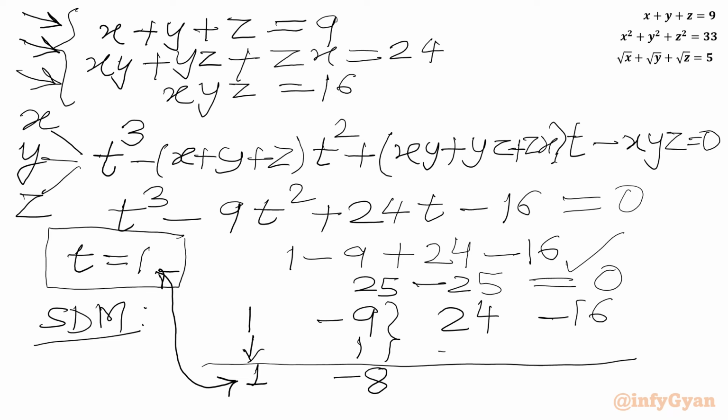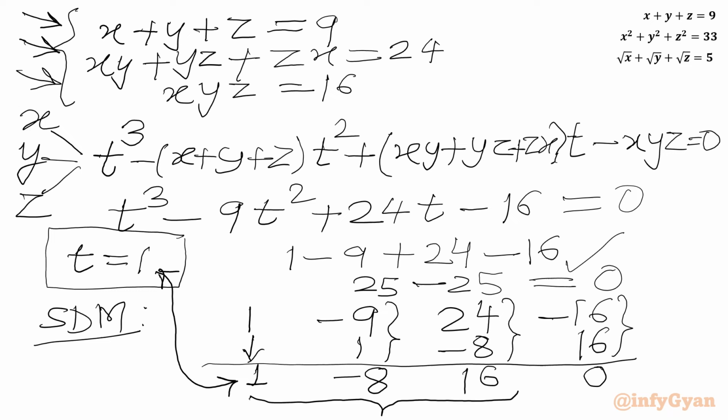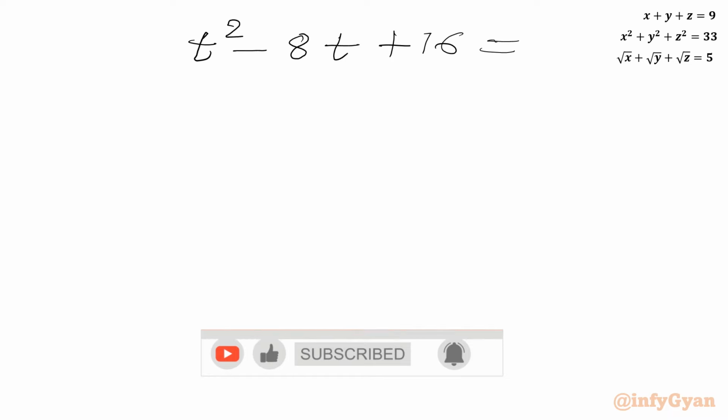1 times minus 8 is minus 8. We will add these two numbers and get 16. 1 times 16 is 16. Once we will add these two, we are going to get 0. So here we have coefficients of quadratic equation in t. Equation would be t square minus 8t plus 16 equal to 0.